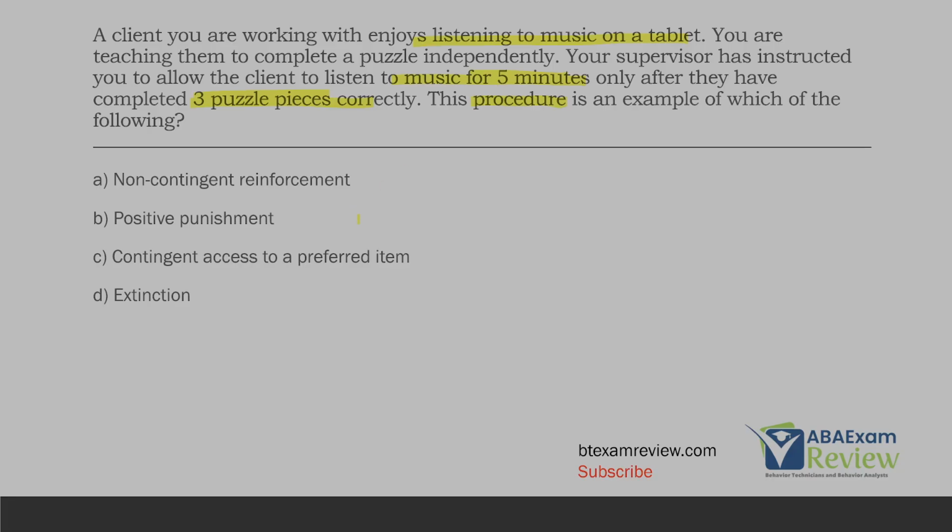Is it contingent access to a preferred item? Well, it is. The client prefers music. They get music contingent on completing the puzzle correctly. And then is it de-extinction? Well, we're not withholding reinforcement systematically for anything, so no. This procedure is an example of contingent access to a preferred item. Remember, a contingency is an if-then statement. If you do this, then you do this. If you do 3 puzzle pieces correctly, then you get your music.